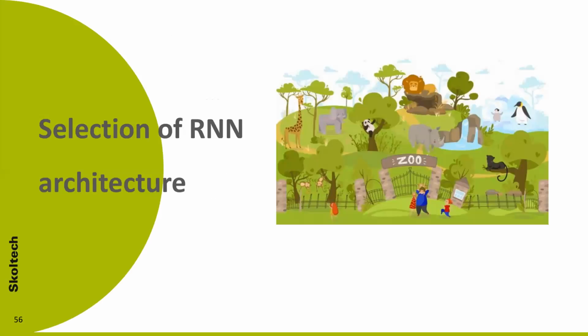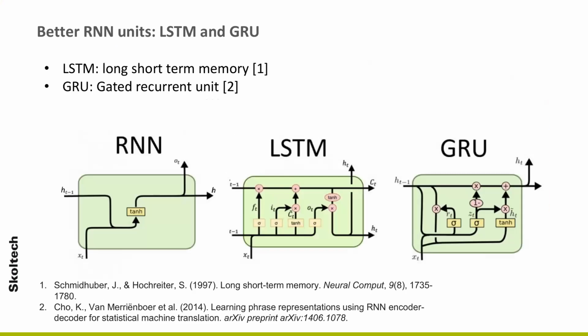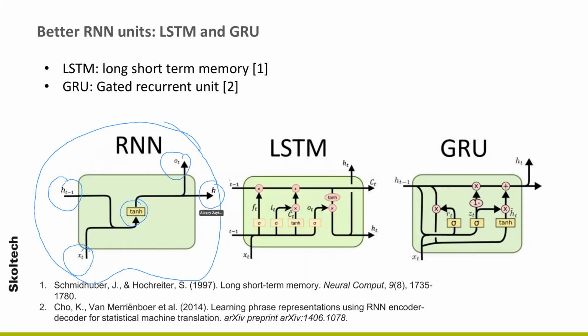So let's look at them and why they are different and why they have different behavior. You can imagine what's going on here. We have an RNN with some input h_{t-1}, input x, hyperbolic tangent, and some output and new hidden state produced with this linear transformation.